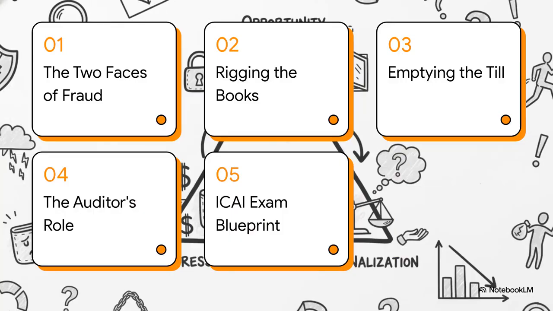Okay, here's our roadmap for today. We'll start with the two main types of fraud. Then we'll break down each one using our fraud triangle. After that, we'll talk about what your role as an auditor really is. And we'll finish up with a step-by-step exam blueprint to tie it all together. Let's get right into it.